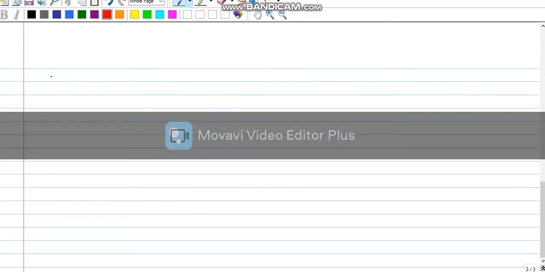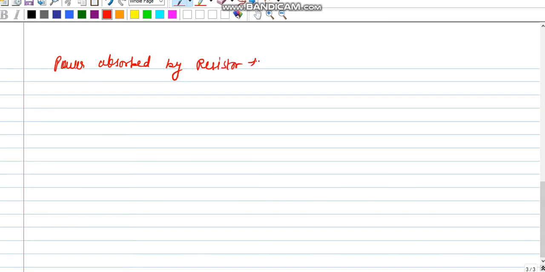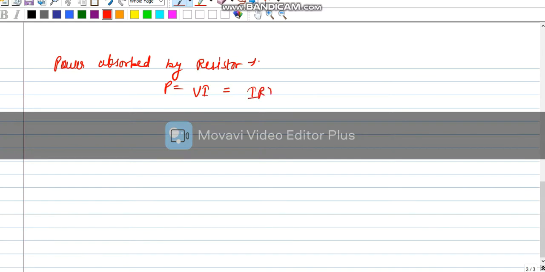Now when we try to find the power absorbed by the resistor, it is given as P equals V into I. The product of voltage into current gives power. With V equal to I into R, we get P equals I into R into I, so we get I square R. This is power and its unit is watts.